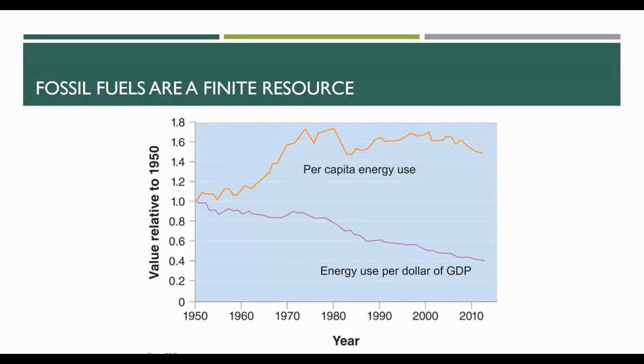And don't forget that fossil fuels are a finite resource. So this graph looks at our per capita energy use and our energy use per dollar of GDP, which is on a downward trend.